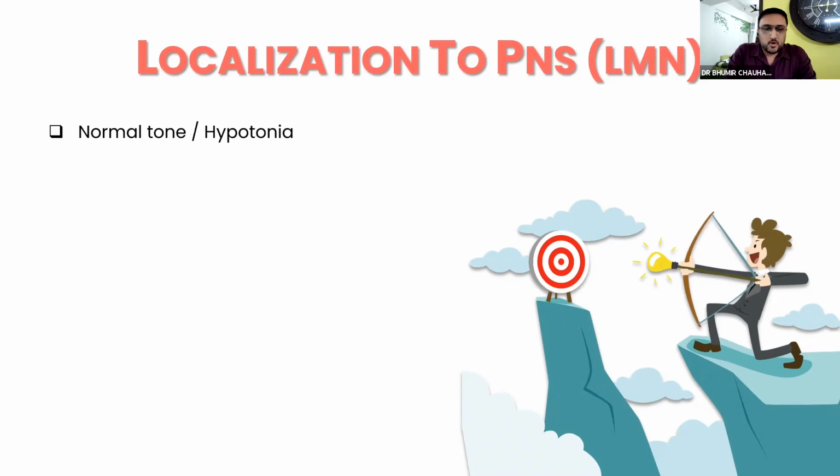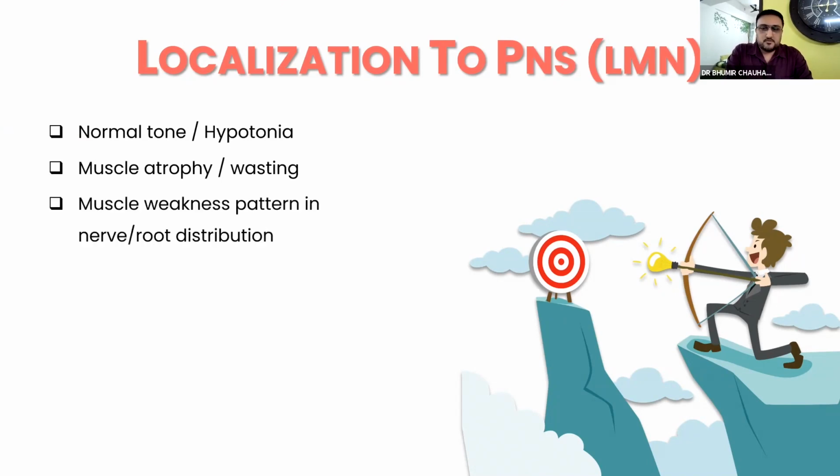So which are the hints or pointers which will tell you that this is a peripheral nerve system problem? First of all, muscle tone should be either normal or reduced. Secondly, there may be evidence of muscle atrophy or wasting. Next is muscle weakness, which occurs in the pattern of a particular nerve or a root. For example, if the median nerve is affected, you will find muscle weakness involving all the muscles which are innervated by the median nerve. Or if there is a C6 root affection, you will find the muscles supplied by the C6 root are weak.